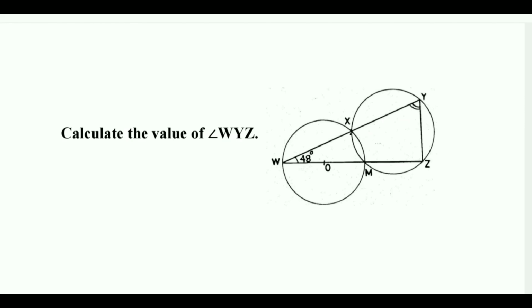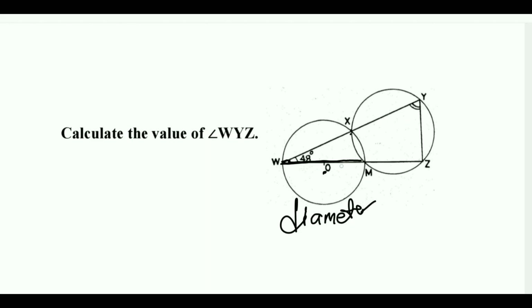And so the first thing you need to do is to identify the problem. WYZ. So that's this angle here. It is marked WYZ. We have two circles here overlapping at this point, and then we have a triangle in this diagram. So the very first thing I could say here is O is the center of the circle, and so the entire line WM is a diameter. That's a diameter.